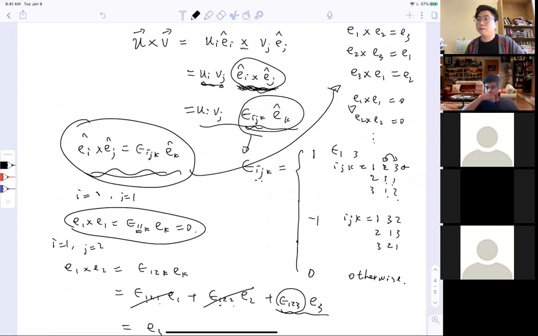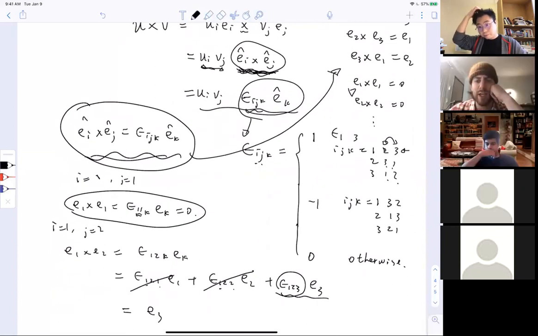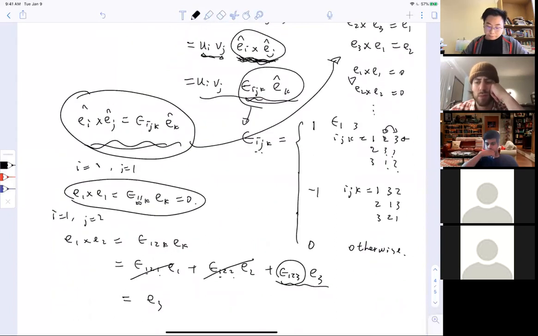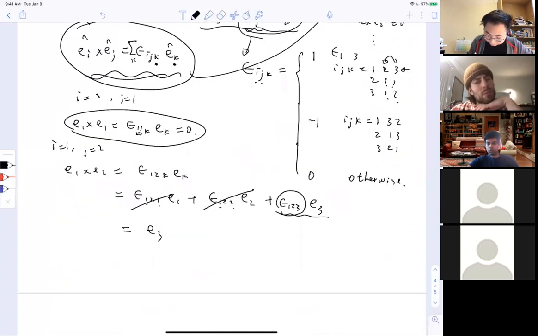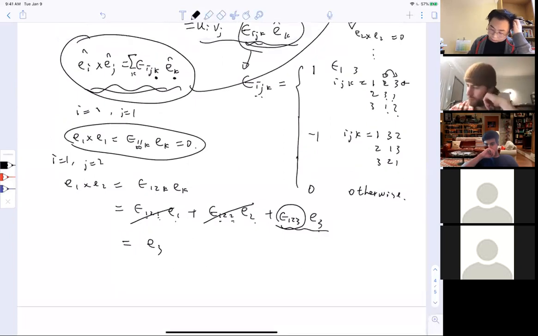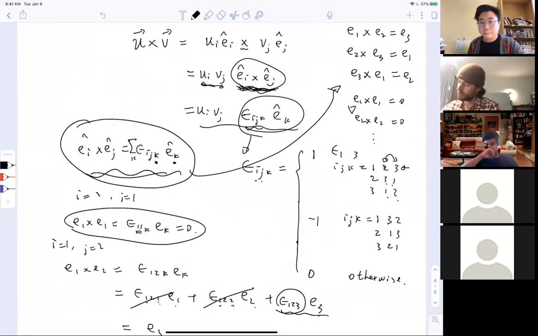Is it clear? Is that the Levi-Civita symbol? Yeah, it's just the so-called Levi-Civita symbol. By the way, here I also use the Einstein convention. The repeated index k means that I should really sum over it: k equal to 1, k equal to 2, k equal to 3. So if two indices are the same, then we sum over that index.